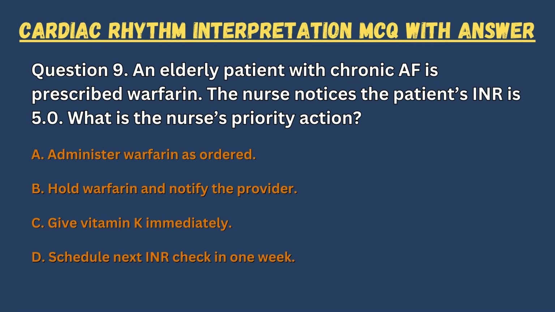Question 9. An elderly patient with chronic AF is prescribed warfarin. The nurse notices the patient's INR is 5.0. What is the nurse's priority action? A. Administer warfarin as ordered. B. Hold warfarin and notify the provider. C. Give vitamin K immediately. D. Schedule next INR check in 1 week.